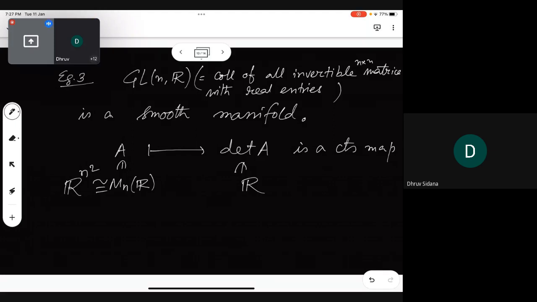Yeah, so the topology is very simple. There's nothing interesting about the topology here. It's the usual topology on R^(n²). Aditya, can you say? Sir, it's like a polynomial. Yeah, it's a polynomial map, hence it is continuous. Right, so this is continuous because it is a polynomial in the entries.